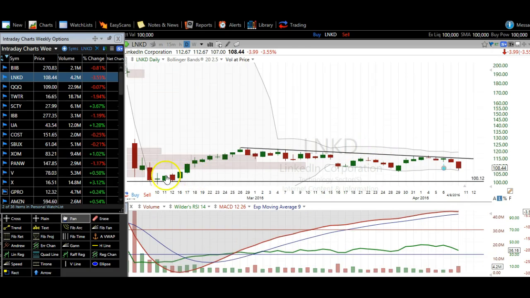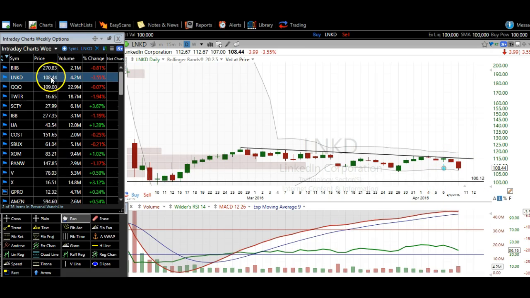Moving forward, if LinkedIn decides to hit the 100 mark, I do think it'll get a little bit of a bounce at the very least, short term, because we've got 5 or 6 candles here that bounced off of that level. So be aware, we've got that resistance from that downtrend line, and then we've got support down here at 100.